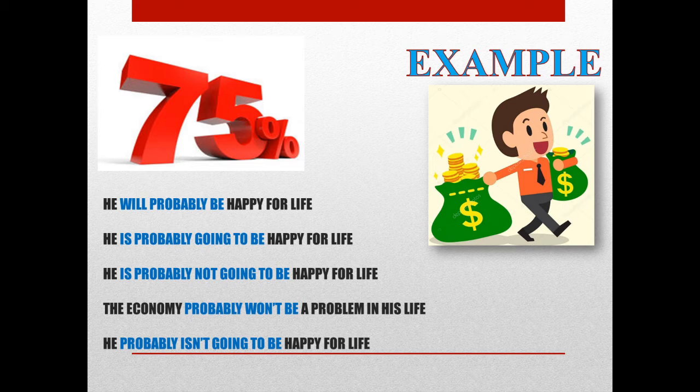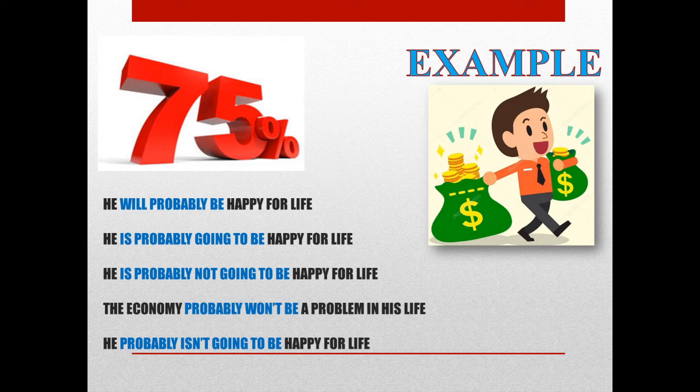He will probably be happy for life. He is probably going to be happy for life. He is probably not going to be happy for life. The economy probably won't be a problem in his life. He probably isn't going to be happy for life. Okay, do you remember the contraction? Okay, we are going to continue here.